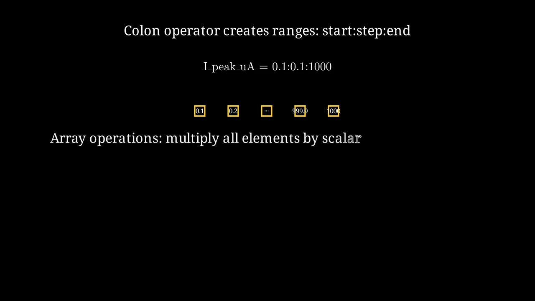MATLAB excels at array operations. Multiplying an array by a scalar multiplies every element. This converts microamperes to amperes by multiplying each element by 1 times 10 to the minus 6.